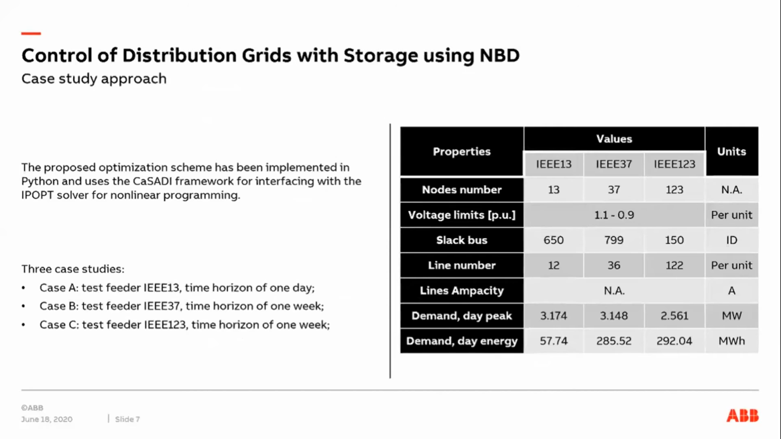The proposed optimization scheme has been implemented in Python, using the CasADi framework for interfacing the IPOPT solver for nonlinear programming. The numerical results are split into three different cases described below. Case A, the test feeder IEEE 13 nodes with a time horizon of 1 day. Case B, the test feeder IEEE 37 nodes with a time horizon of 1 week. And case C, IEEE 123 with a time horizon of 1 week.